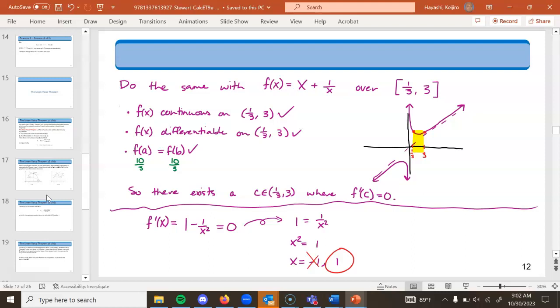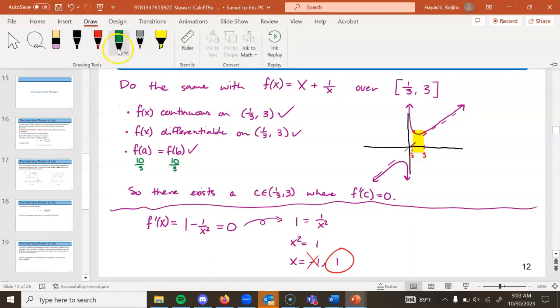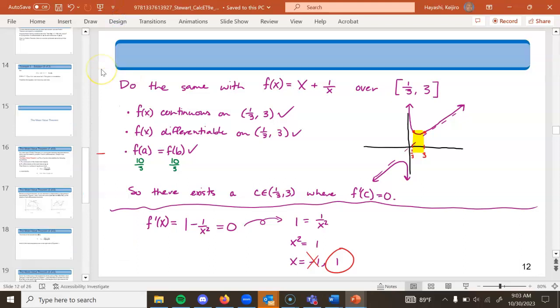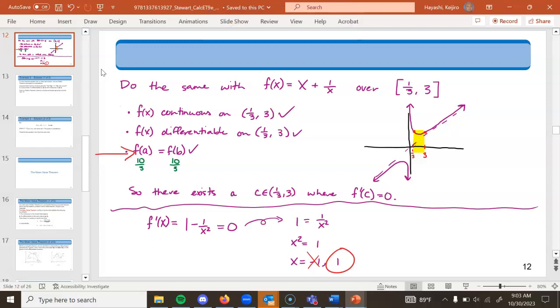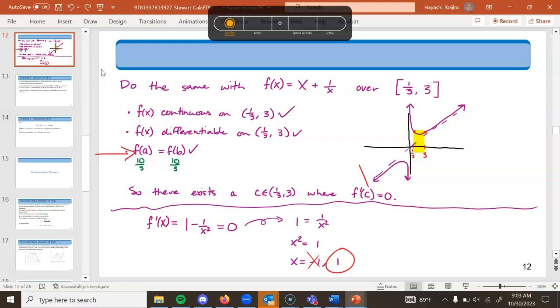And when we talk about the mean value theorem, two things are going to be different. We're still going to look for continuity and differentiability. But we're not going to be looking for the two endpoints to be the same. And we're not necessarily going to be guaranteed that we're going to find some place where the derivative is zero.